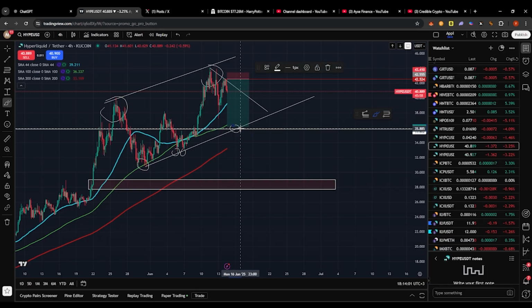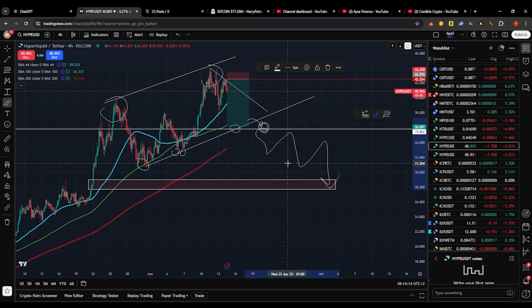And then if we manage to break out of this, you can see we have this channel. If we break out of this channel, then we're going to look for a trade to potentially trade down here, take the bounce, trade down here, bounce, and then probably target this area right there.